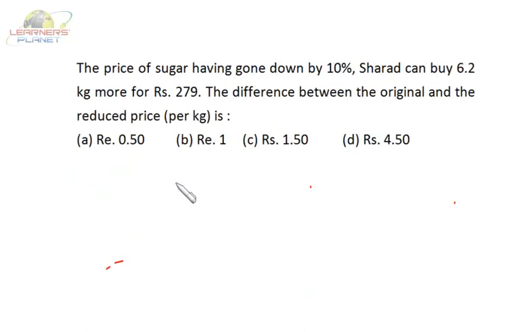Now friends, let's see this question. The price of sugar having gone down by 10%, Sharat can buy 6.2 kilogram more than before for rupees 279. Now we have to find the difference between the original and the reduced price. Now since the price is going down by 10%, that means the price is going 9 by 10. That means the consumption can be made 10 by 9.